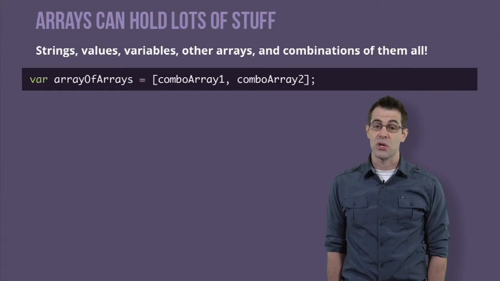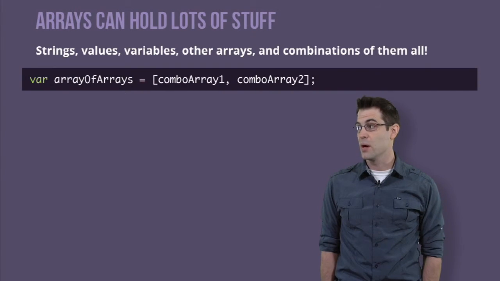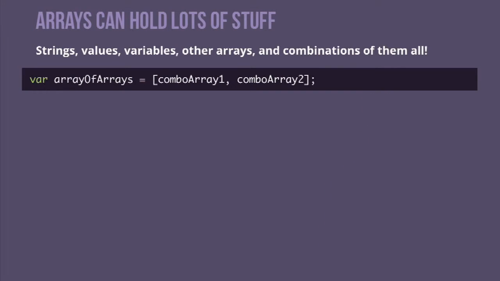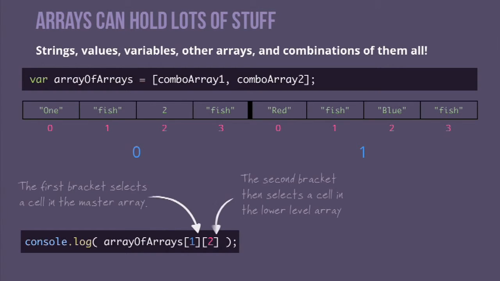Sometimes this type of array is called a two-dimensional array. That's because we have the cell of the largest array, array of arrays, and then we have the cells of the internal arrays as well. We can select individual components of the internal arrays here. You can see that if we use two brackets and we tried to console log out array of arrays 1 and then 2 in the second bracket, what happens is we look in the second cell of array of arrays and then in the third cell of that array we find there, which gives us blue.